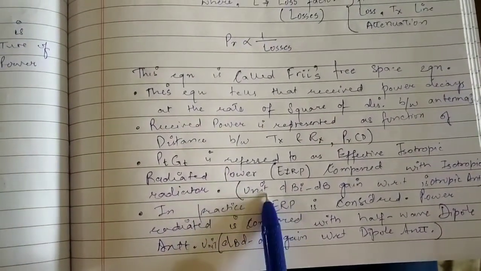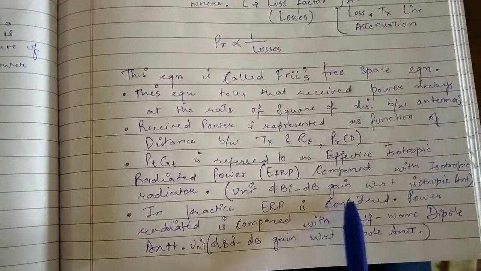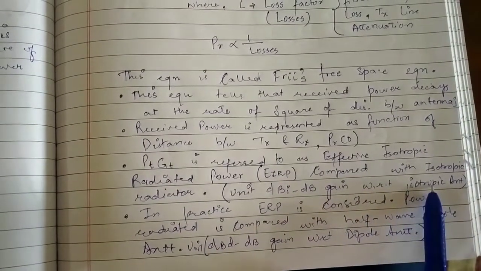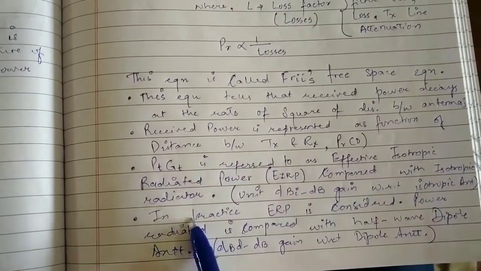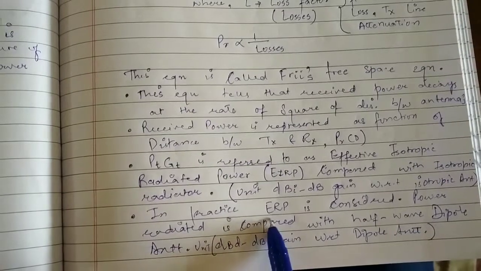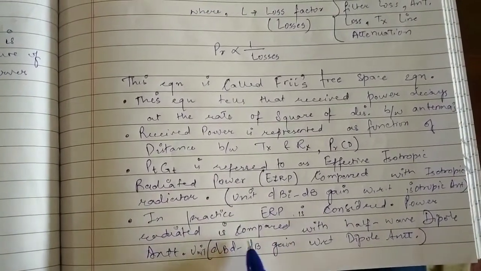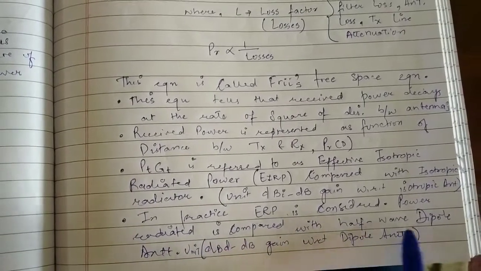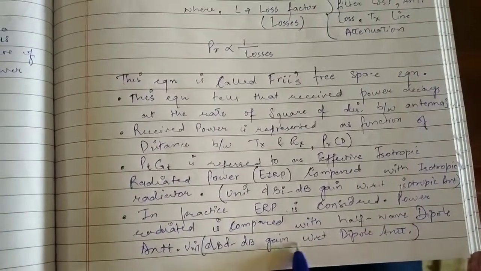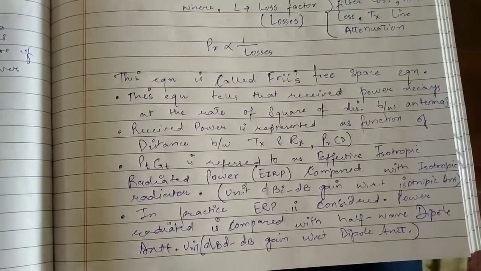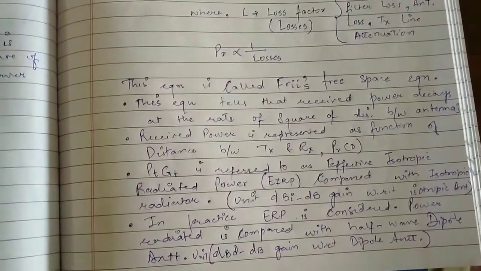Its units are dBi, dB gain with respect to an isotropic antenna. In practice, we usually use ERP, which is the effective radiated power. Power radiated is compared with the half-wave dipole antenna. Its units are dB gain with respect to a dipole antenna.